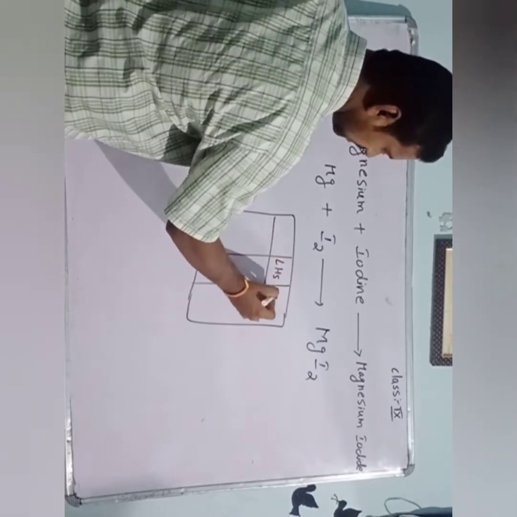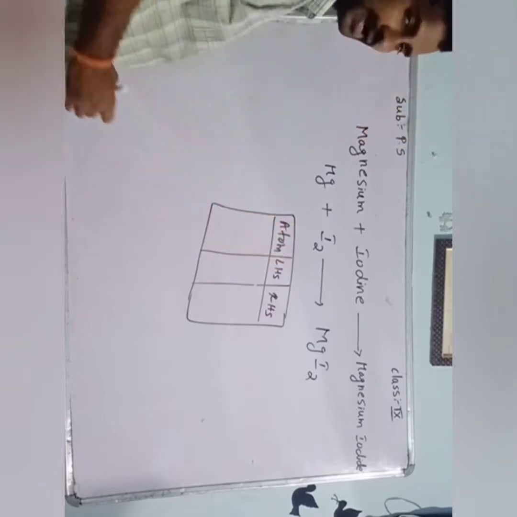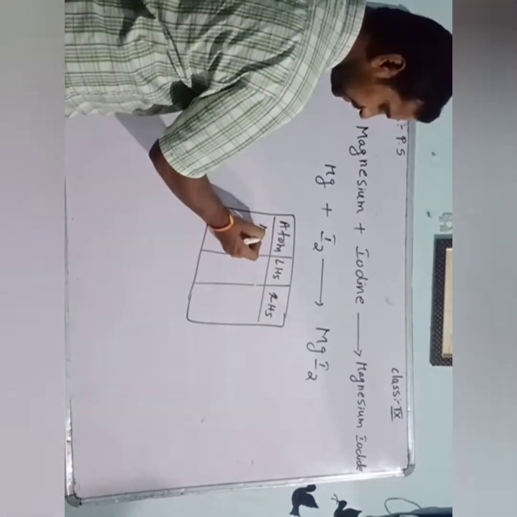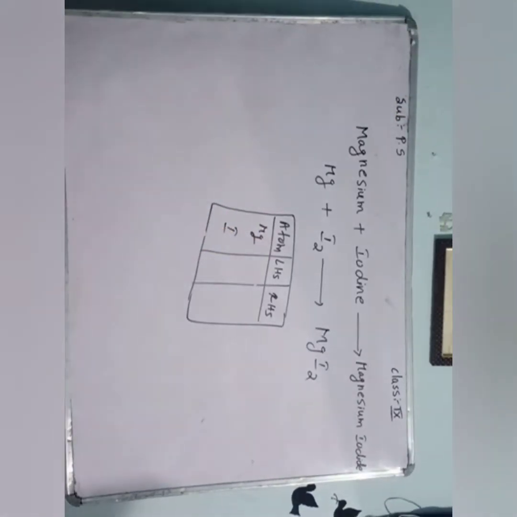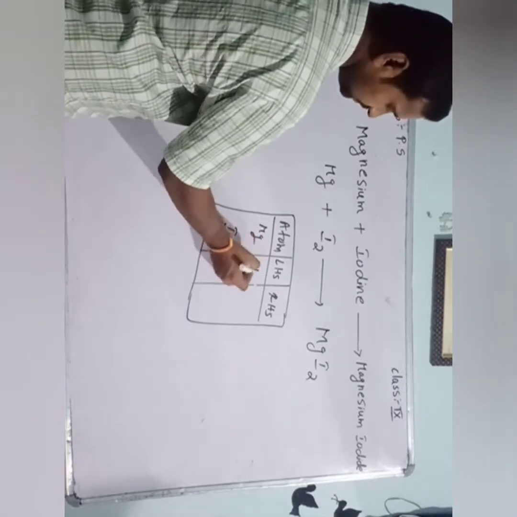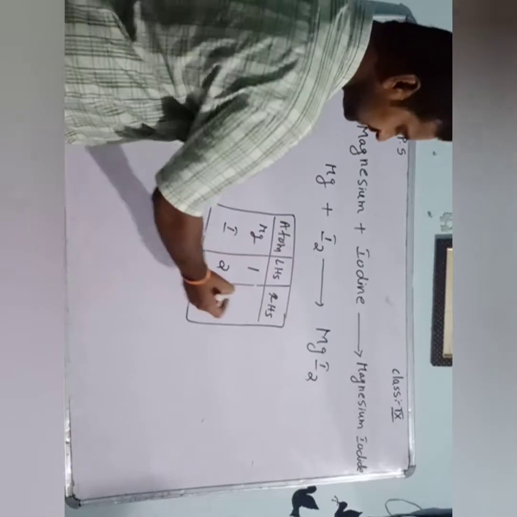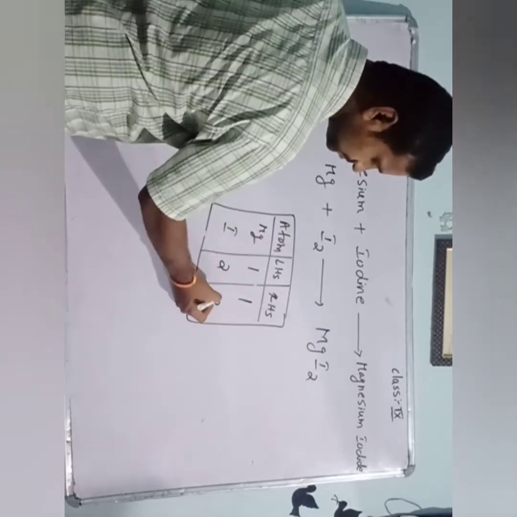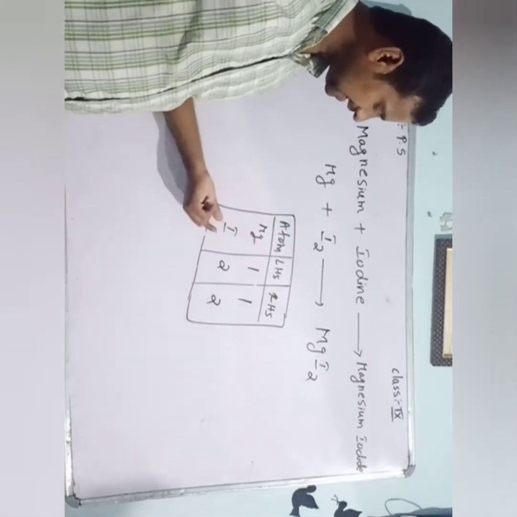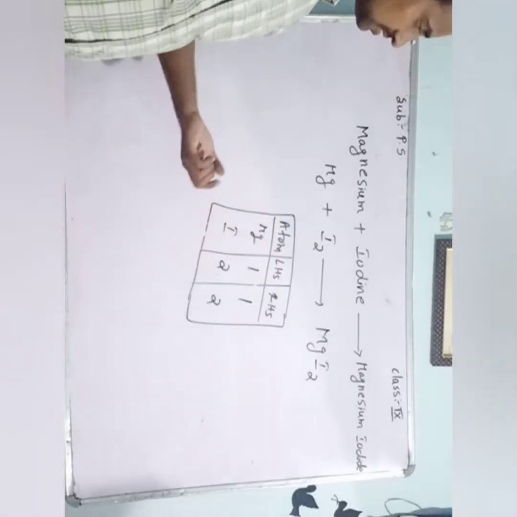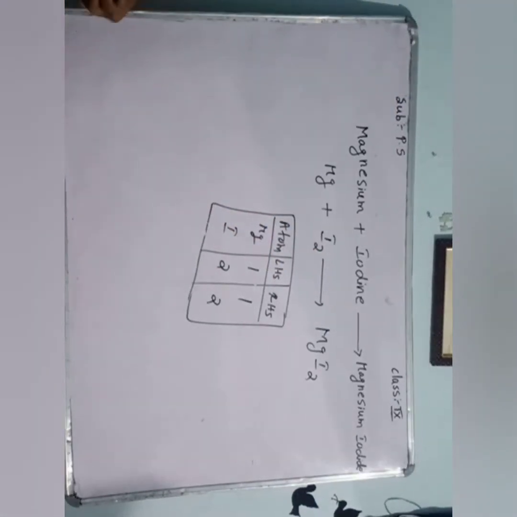LHS, RHS, and atoms. Here only 2 atoms are there: Mg magnesium and iodine I. Okay. So in LHS magnesium atoms 1 and iodine atoms 2. In RHS magnesium atom 1 and iodine atoms 2. So in both LHS and RHS magnesium and iodine atoms are same. So this is also a balanced chemical equation. Clear, all of you?